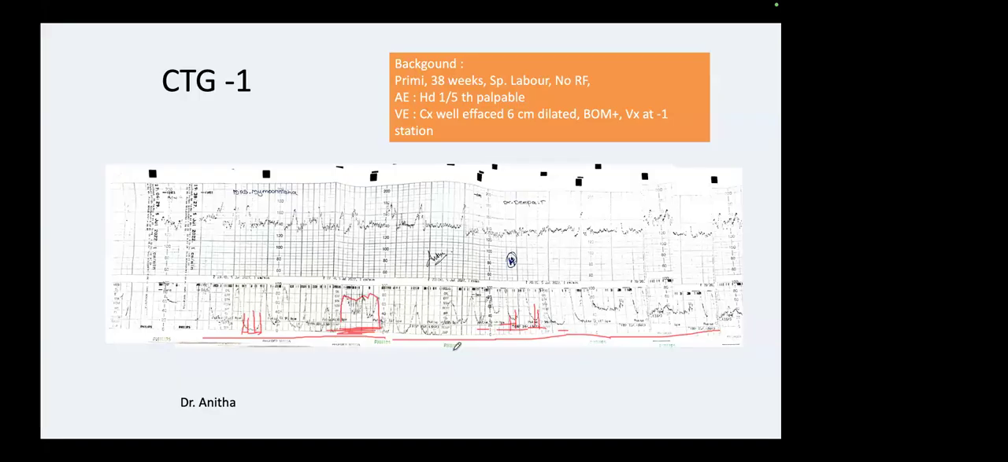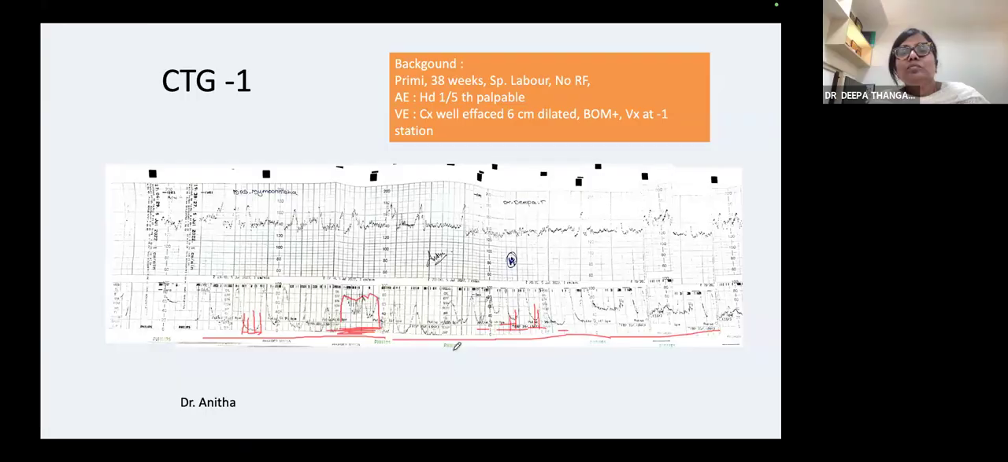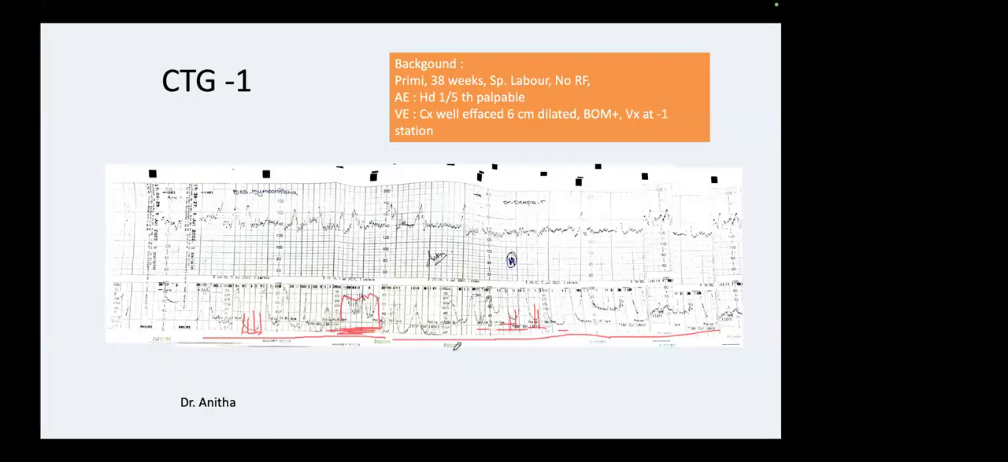Ma'am, so define risk: she is having no risk factor. Contractions: she is having hypertonic contractions with reduced rest period. Baseline heart rate is 140 beats per minute. And the variability is normal, around 8 to 10 variability is there, ma'am. And accelerations are also present. There are no decelerations. Very good. Okay.